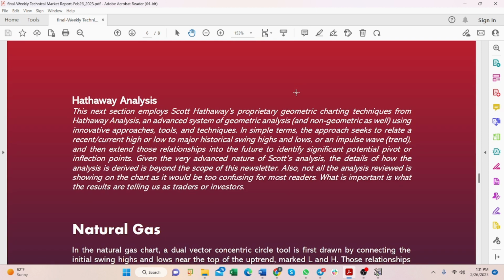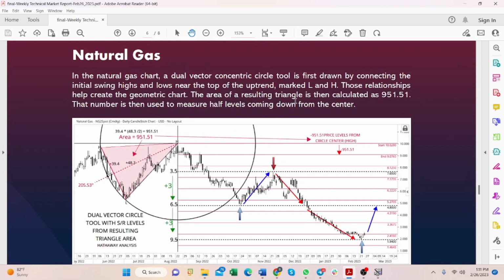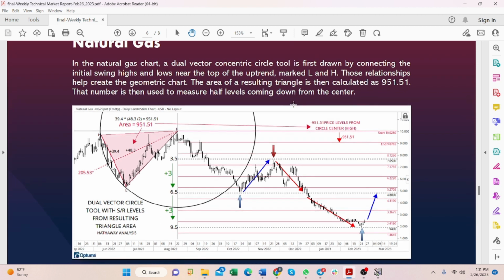Then we move into geometric analysis, and for those who are less familiar with this, this is pretty sophisticated analysis. There's a lot of different levels to it. We're only showing a little bit of what has been looked at in order to arrive at the conclusion. But briefly, what's happening here is we're using the dual vector, or Scott is using the dual vector concentric tool and creating a triangle. The area of that triangle is 951.51, and then he uses that to break up the distance, looking for harmonics on the way down. How do we know that might be useful?